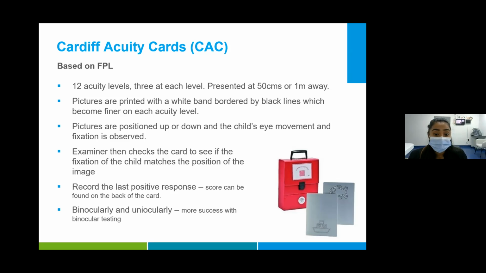And the examiner is sat behind the card, and you're monitoring what the patient's eye movements are doing, whether they're following positively towards the position of the image or not. And the score that's recorded is the last positive response. This can be done binocularly and uniocularly, but I tend to do this binocularly first because it gets the child interacting a little bit better. I find that the vision is better in very small children doing it binocularly, but uniocularly is obviously very important.